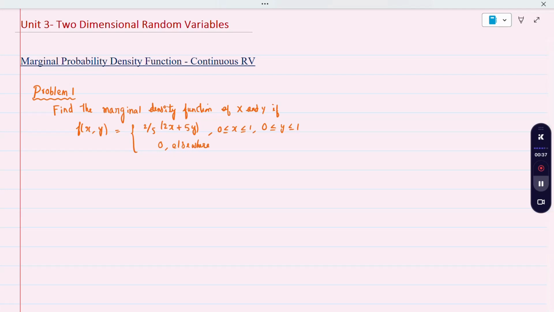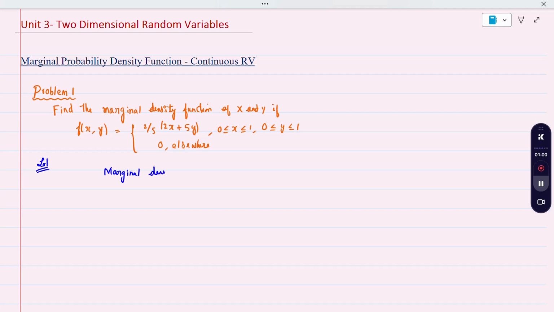Today's topic is the marginal probability density function for a continuous random variable. The first problem: find the marginal density function. The joint f of x comma y is given in the question. It is asked with respect to x and y. First I will find the marginal density function of x.